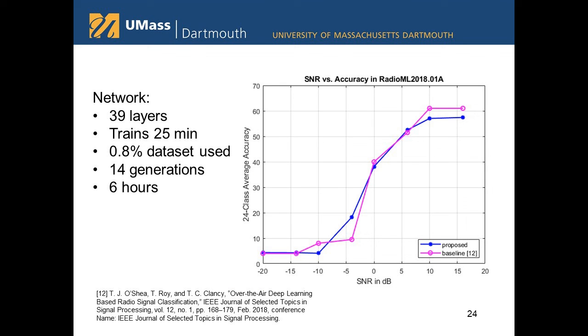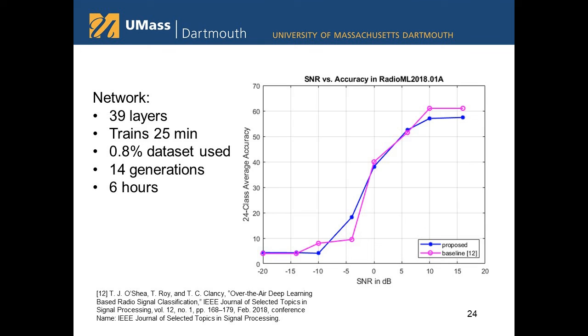Additional results for another data set include the DeepSig RadioML 2018 dataset, which includes 24 modulation types across SNR ranging from negative 20 dB to 16 dB in this plot. The results show the blue line of the proposed GACNN attaining an accuracy, on the y-axis, average accuracy for each SNR, versus the baseline, which is used in reference 12, over-the-air deep learning based radio signal classification. And both of these models use the base CNN layers that were explained.